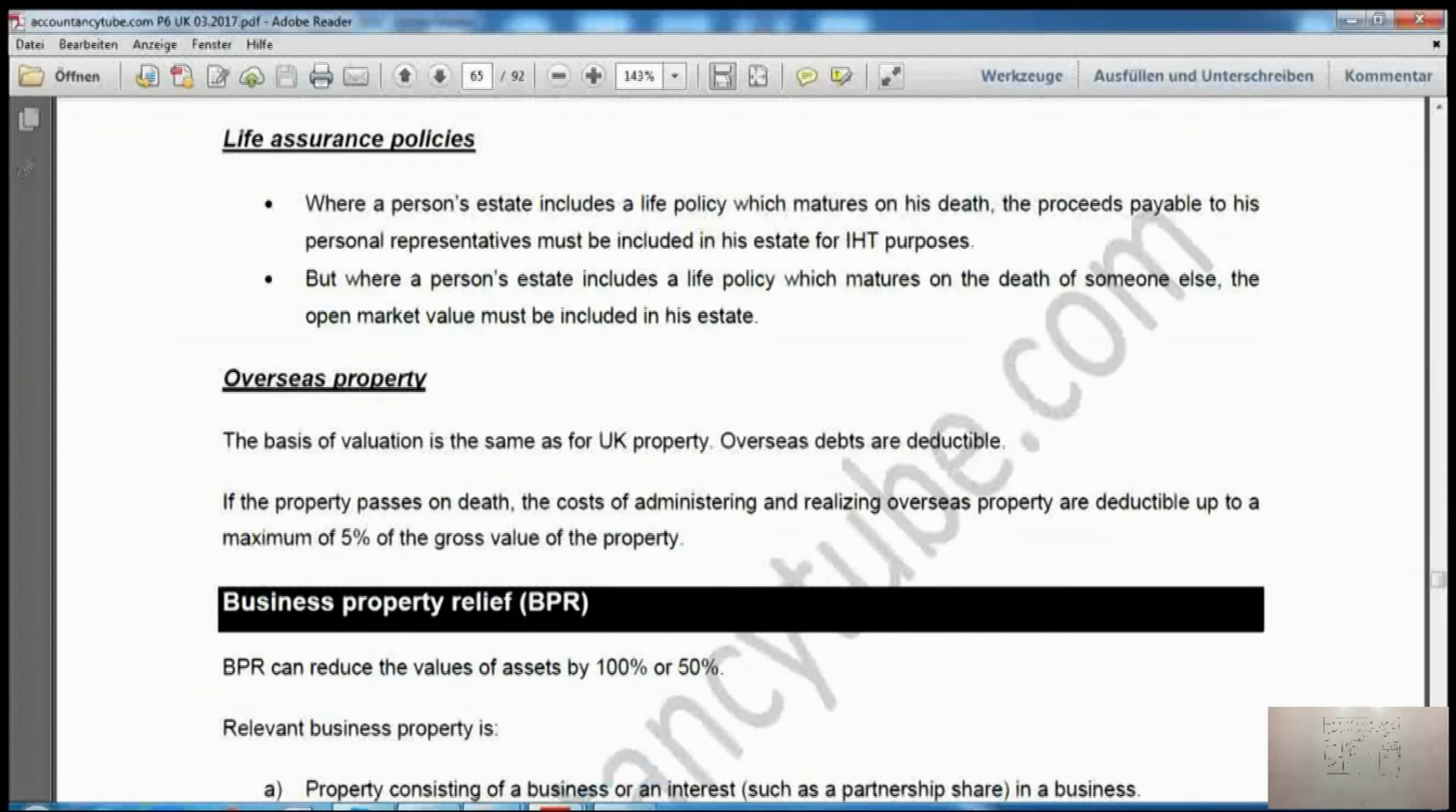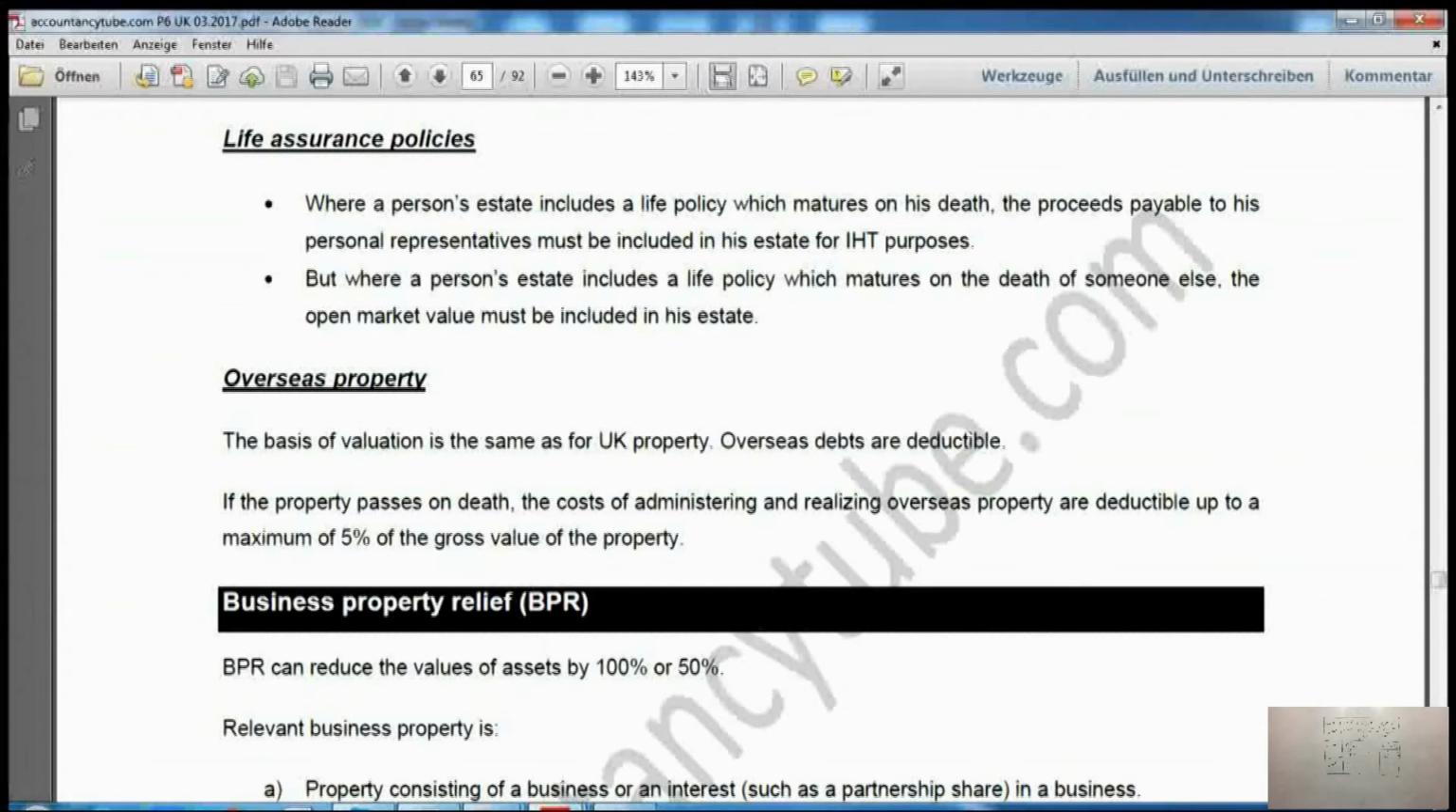After that, it says, but where a person's estate includes a life policy which matures on the death of someone else, then open market value must be included in the estate. So if a policy matures on someone else, which means it could be your wife, then we'll take the market value. All right.